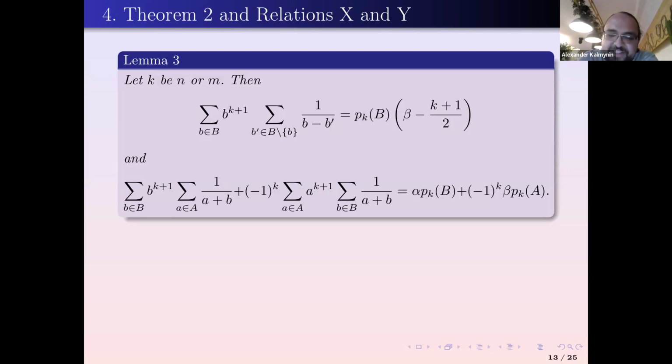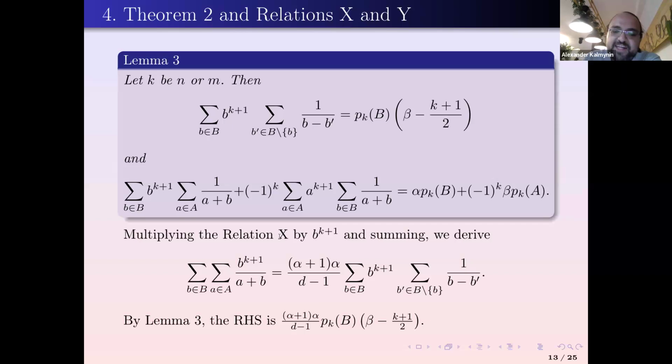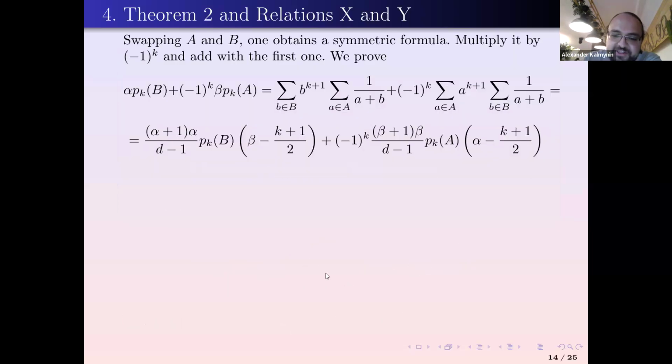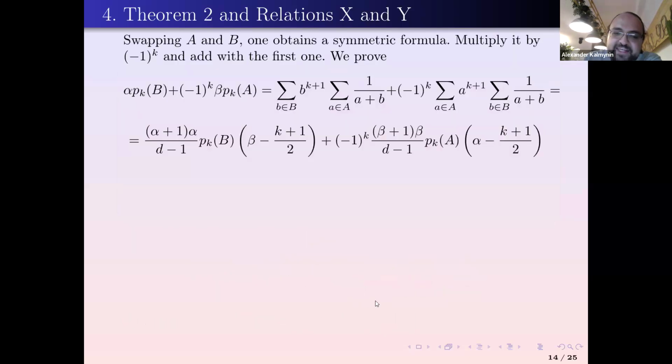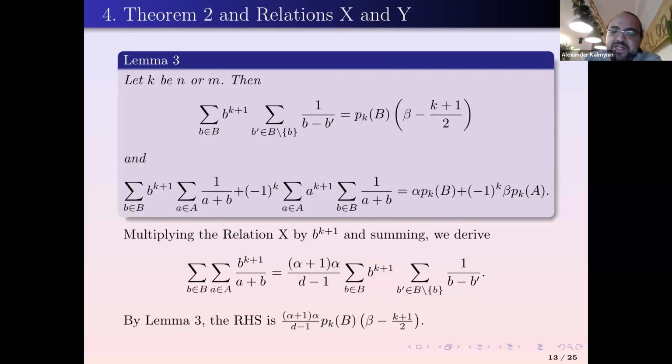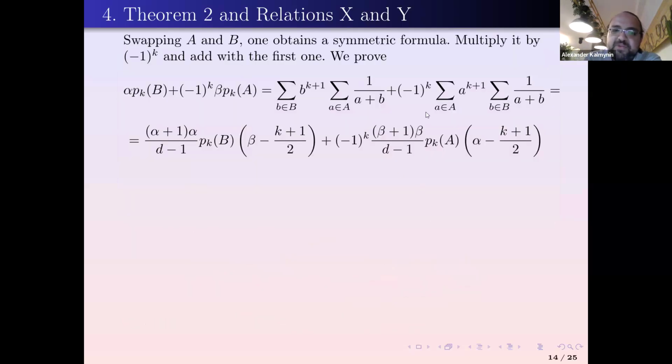Kind of like for the Hansen-Petridis construction itself. It's much harder to understand what to prove than to prove it. Okay, so we have this formula and this formula. Then you take relation x, multiply it by b to the power k plus 1, and sum over all values of b. So now you have a double sum. And this double sum evaluates. First of all, due to the relation, it becomes this one. The right-hand side is already evaluated by the lemma. And the left-hand side is still a little bit unsymmetric. So we should swap A and B and get the following computation.